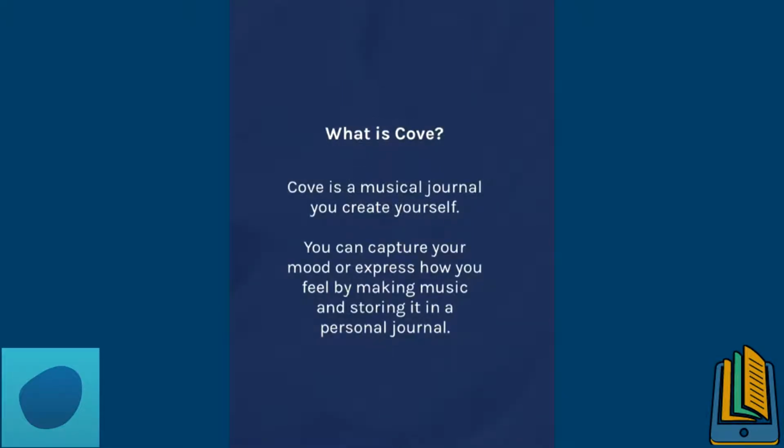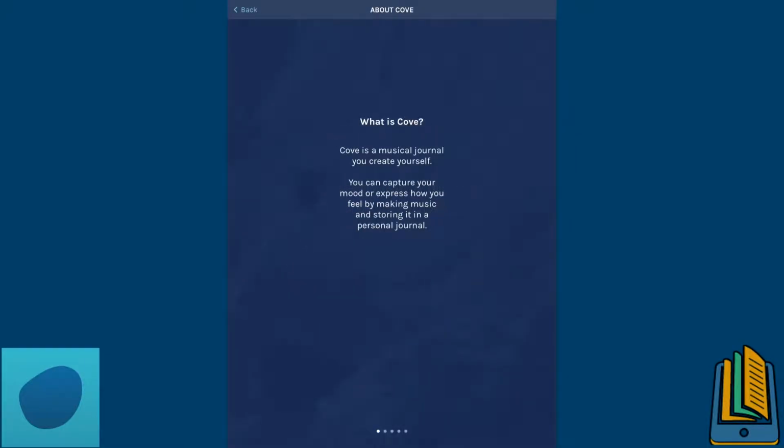So what is Cove? Cove is a musical journal you create yourself. You can capture your mood or express how you feel by making music and storing it in a personal journal. So let's just get right into it. I'm just going to show you guys how to use it today and how you can use those skills. So the first screen you get thrown at is Cove Journal.